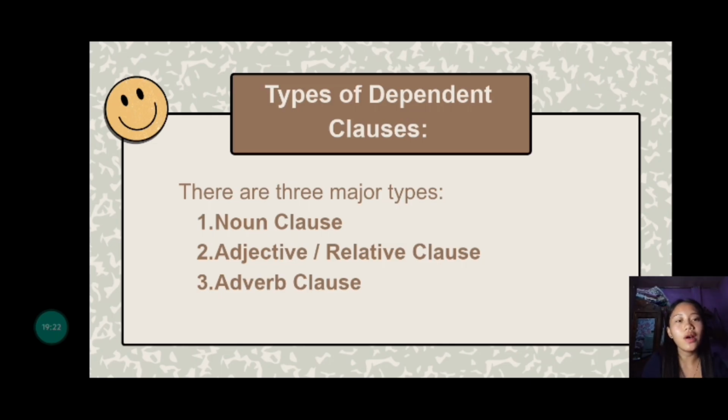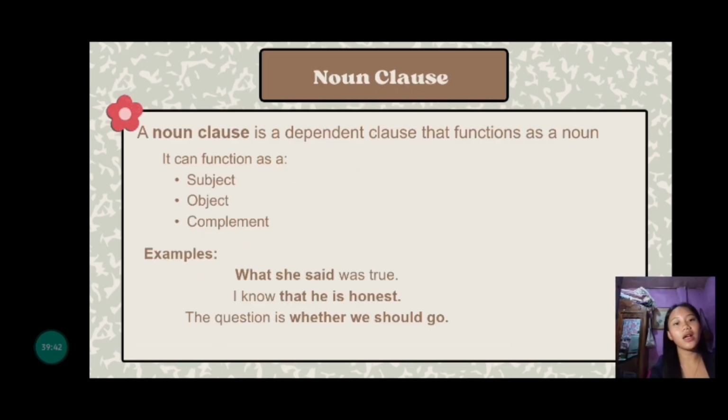Anyway, let's continue. There are three types of dependent clauses: noun, adjective or relative, and adverb clauses. The noun clause is a dependent clause that functions as a noun. It can function as a subject, object, or complement. So, for example, what she said was true. The words what she said function as the subject.